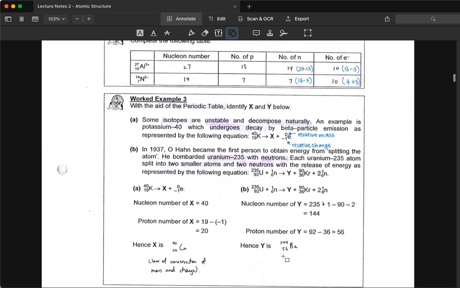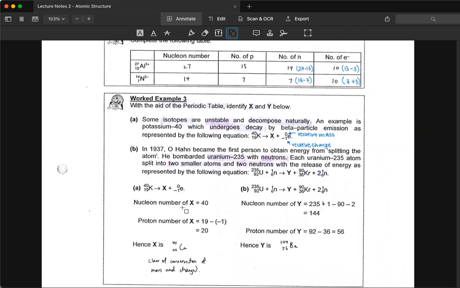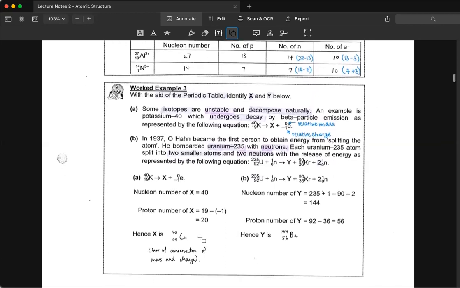So, to solve for A first, write down the equation. Determine the nucleon number of X first. So, based on the equation, the particle only emits beta, so there's no change in the nucleon number, which means X has a nucleon number of 40. However, the number of protons is 1 more than in the original potassium because there is a gain of electron by the beta emission. So the number of protons will be higher than K because it's -1 here. So it is 19 minus -1 to give you 19 plus 1, 20. So the element is calcium.